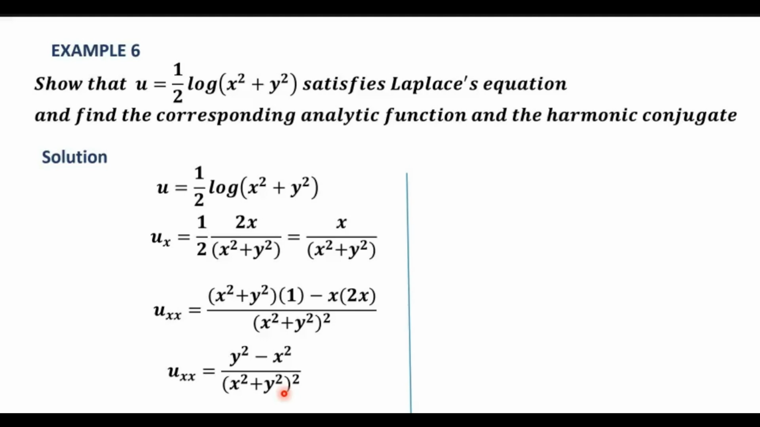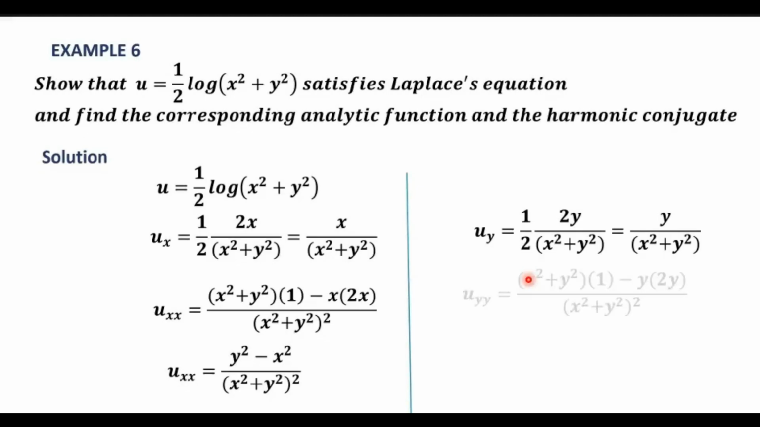Next, calculate uy. Uy is the partial derivative of u with respect to y. The same way, half is the constant, log derivative is 1 upon x square plus y square, derivative is 2y with respect to y, and 2 and 2 get cancelled. We get uy equal to y upon x square plus y square.